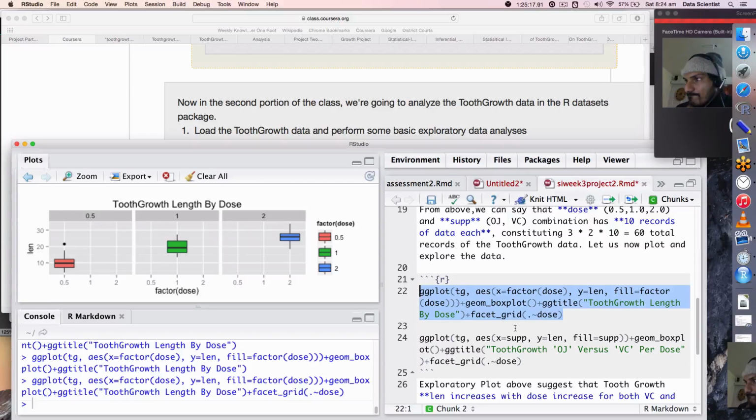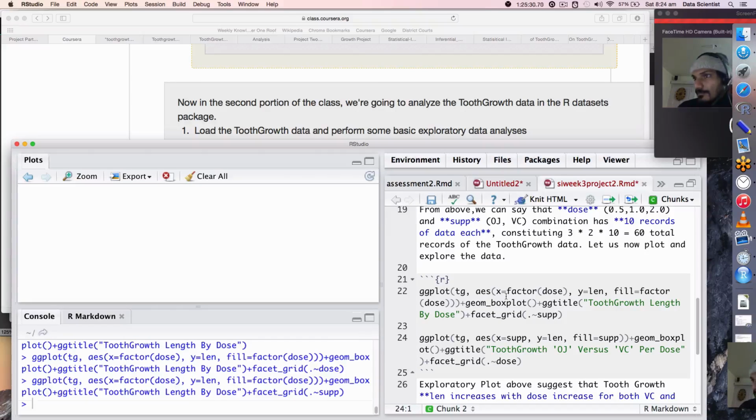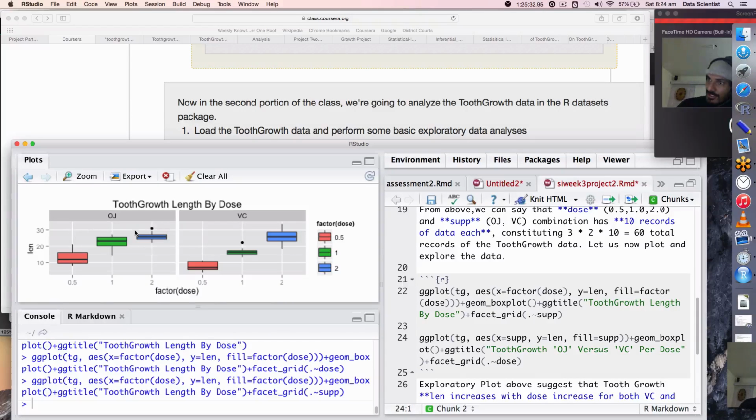Sorry, I had anyways plotted those here, right? So my facet should be maybe supplement, right? So that's how it will work. Got it? What I've done? And I could reverse this also.